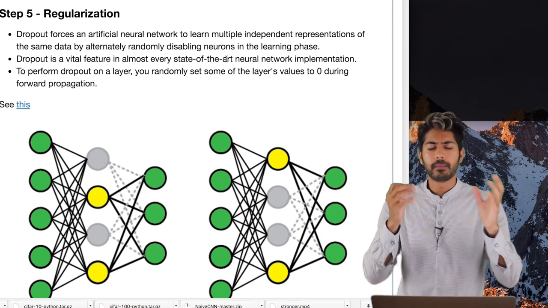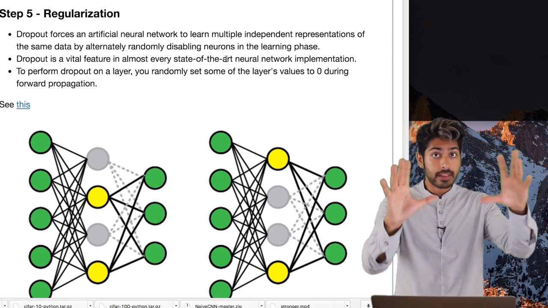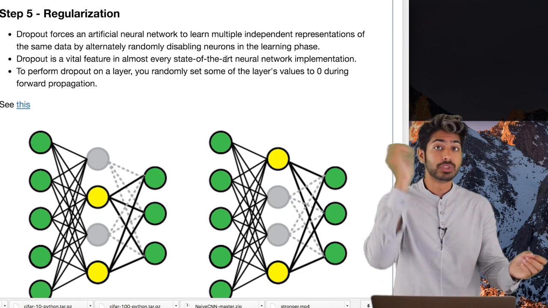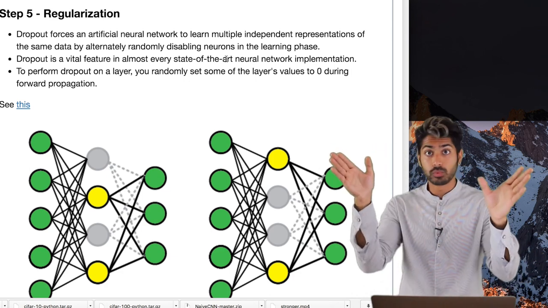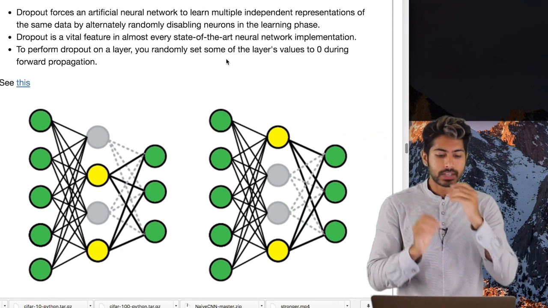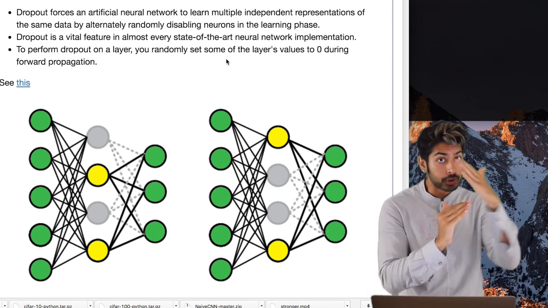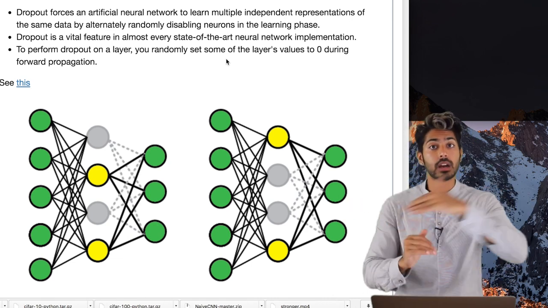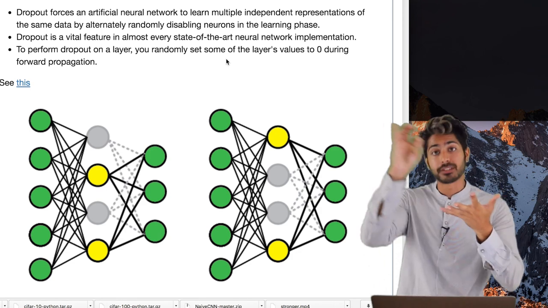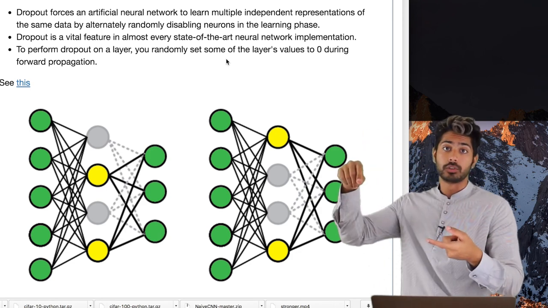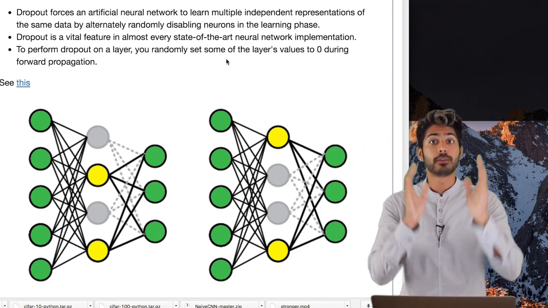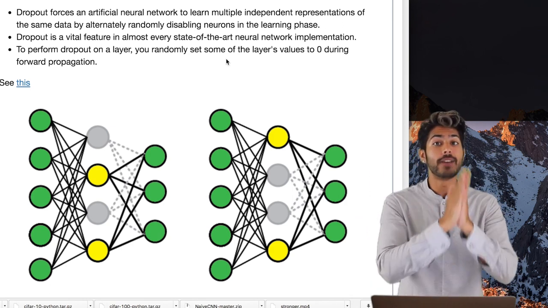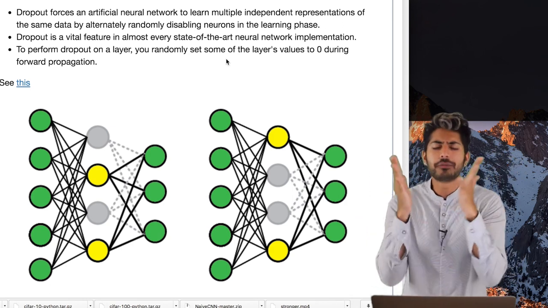What do I mean by that? I mean the matrices for each weight value is converted to zero randomly at some layer of the network. By doing this, our network is forced to learn new representations for the data, new pathways that data has to flow through. It can't always flow through this neuron. And the reason we use it is to prevent overfitting, right? We want to prevent being too fit to the data.